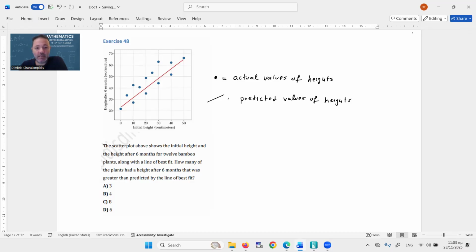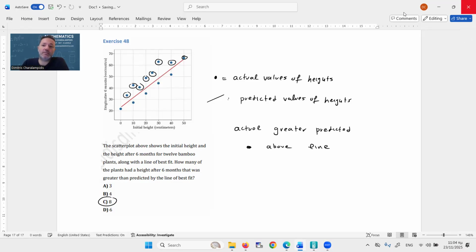Now, I'm asked to check in how many cases the plants had an actual height that was greater than the predicted. So the actual is greater than the predicted means that the dots should be above the line. So in how many cases are the dots above the line? 1, 2, 3, 4, 5, 6, 7, and this one, an 8th. So it's 8 cases, which makes C the proper answer for this question.